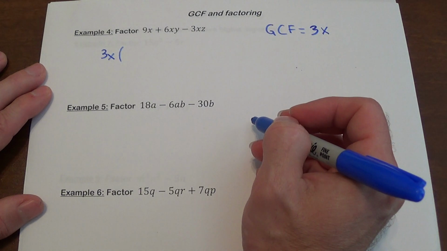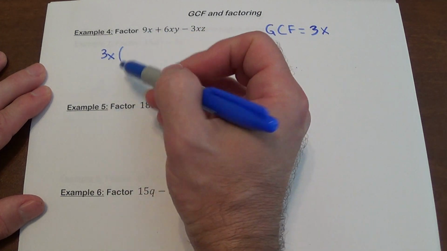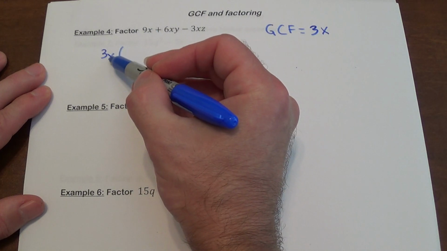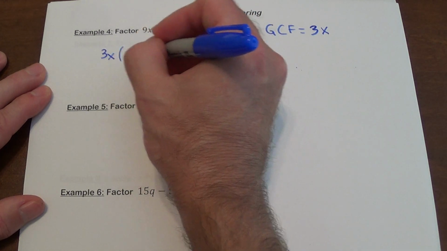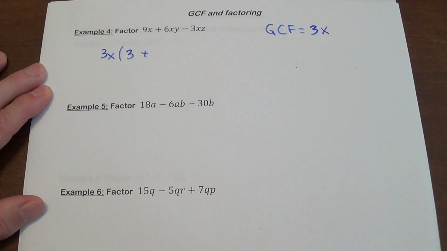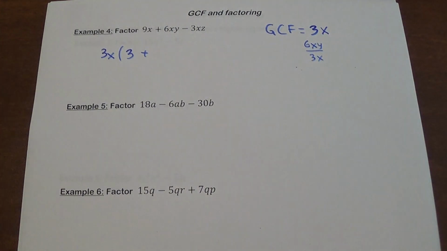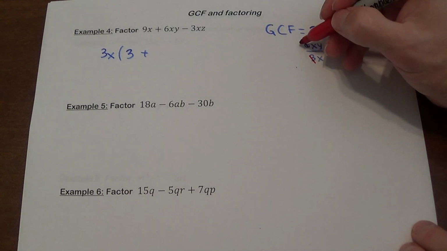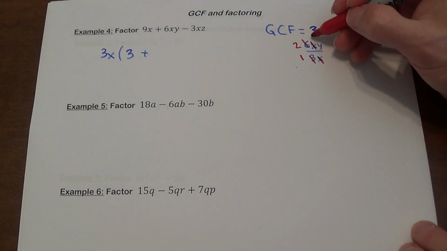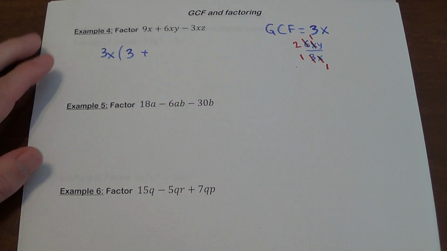What are we going to be left with? Well, just like the previous examples, you're going to divide each term by that quantity. So 9x divided by 3x will give you 3. 6xy divided by 3x, let me write it here on the side. If you're dividing 6xy by 3x, you are going to simplify these two. That's going to leave you with 2 over 1. Simplify these two, that's going to leave you with 1. And the whole thing will simplify to 2y.